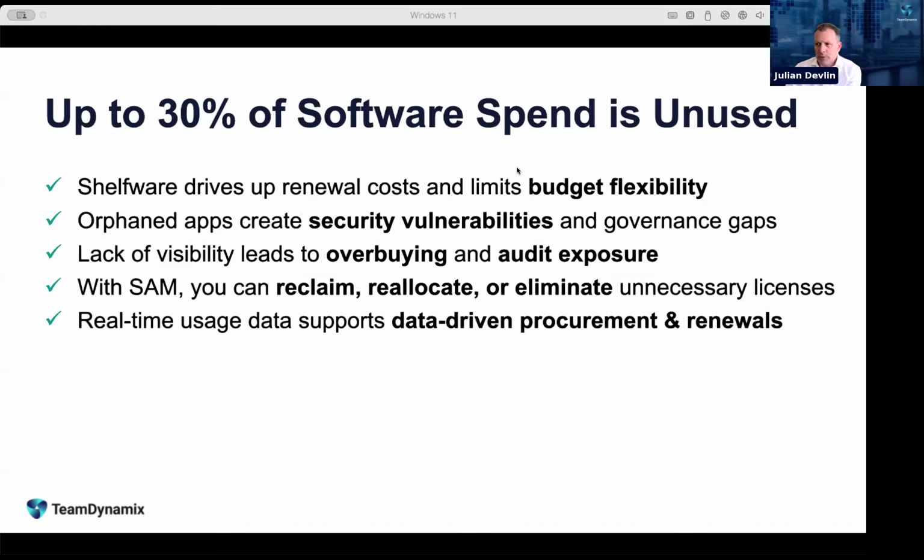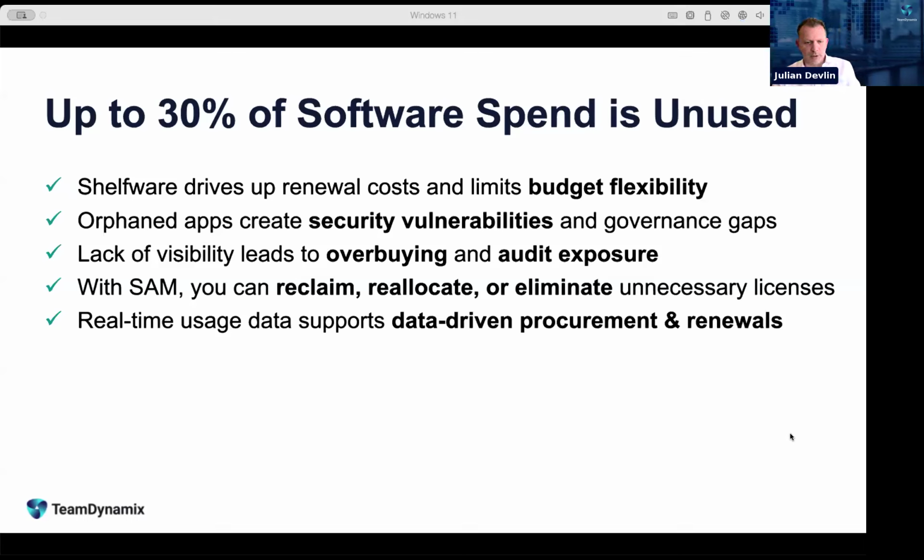With software asset management, you can do any number of other things with this data too. You might reclaim licenses. You might determine that you have certain licenses for users who don't need them anymore. They can be reclaimed. You can take those licenses you've already purchased and reallocate them. You can change your licensing level so that you have eliminated completely unnecessary licenses. And as a whole, all of the real-time usage data that you're gathering then supports data-driven procurement and renewals.